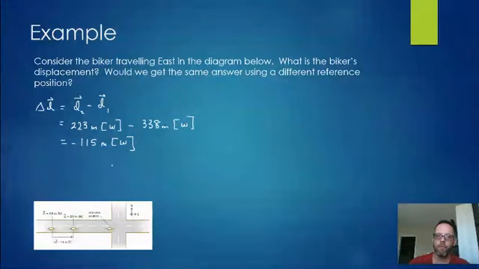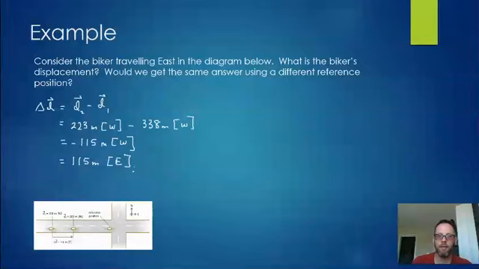That's kind of a weird way of saying that, because the biker obviously is traveling in the eastward direction. And astute observers would probably know the answer was actually already contained in the diagram. This is the exact same way. If you flip this negative sign, this is the exact same as 115 meters to the east. So our biker traveled 115 meters to the east. So this is one way to set up and solve a displacement problem. If you have a slightly different way of using notation, that's totally fine.